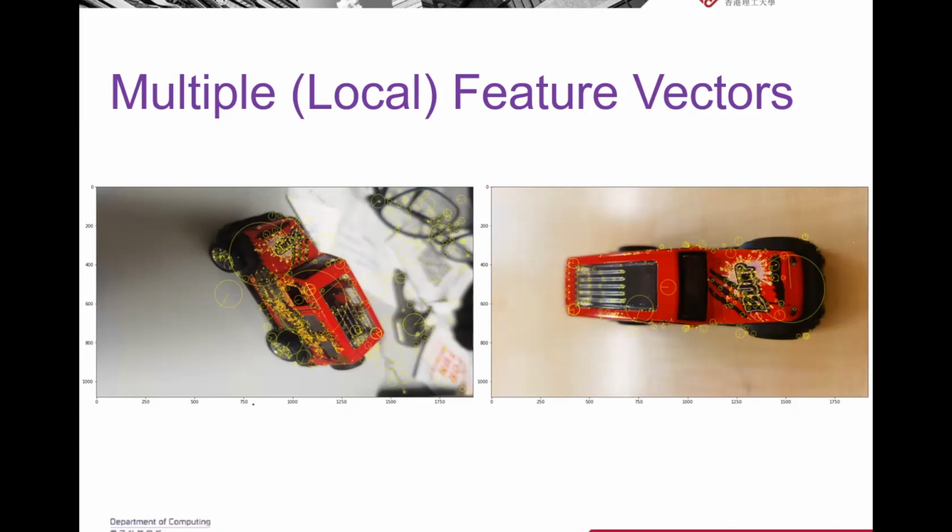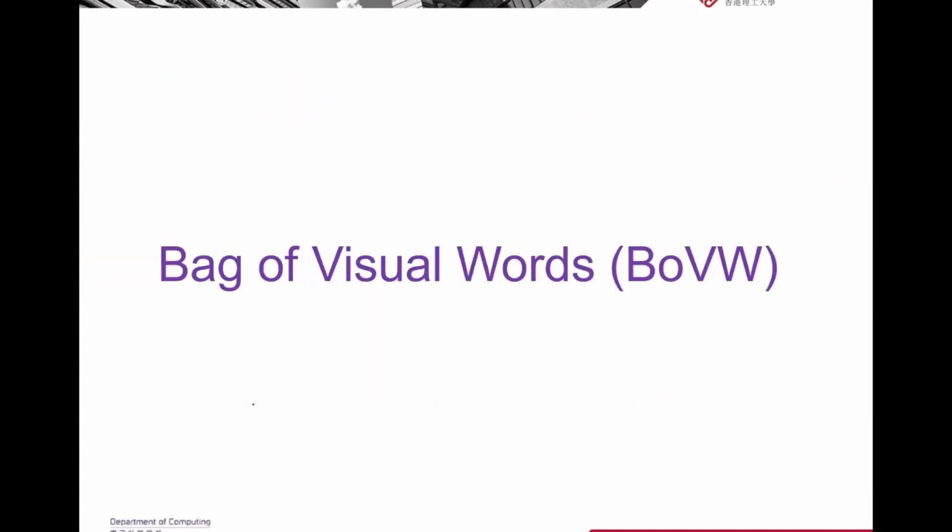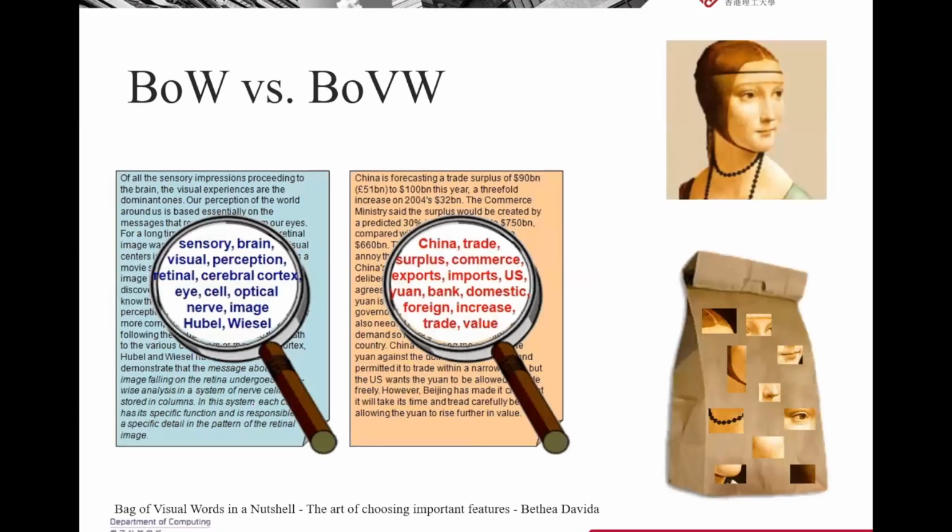So how can we address that problem? Then the idea is called bag of words. We can use a bag of words by summarizing those details into a general description of the local details. That's called visual words. The reason we have bag of words and bag of visual words is that the idea was originally invented in the text domain. It's called bag of words.